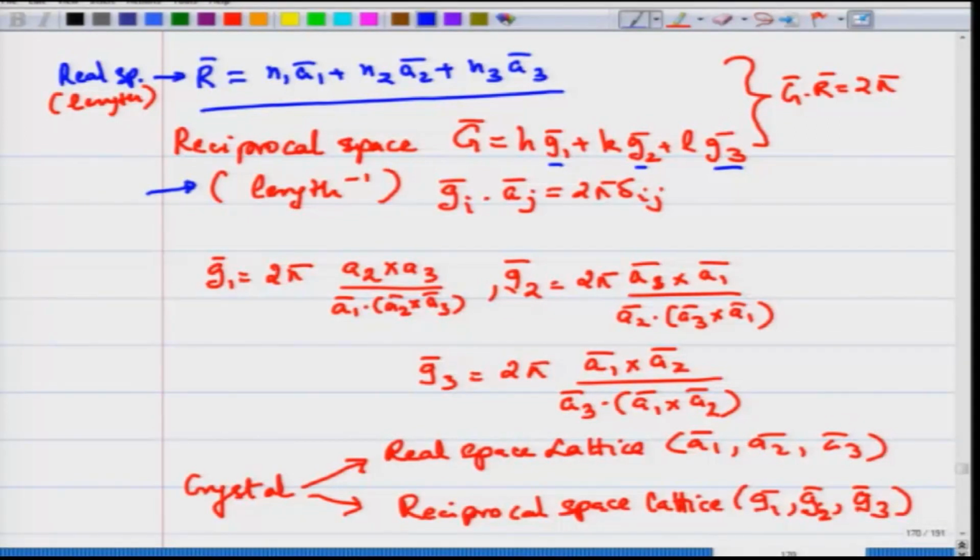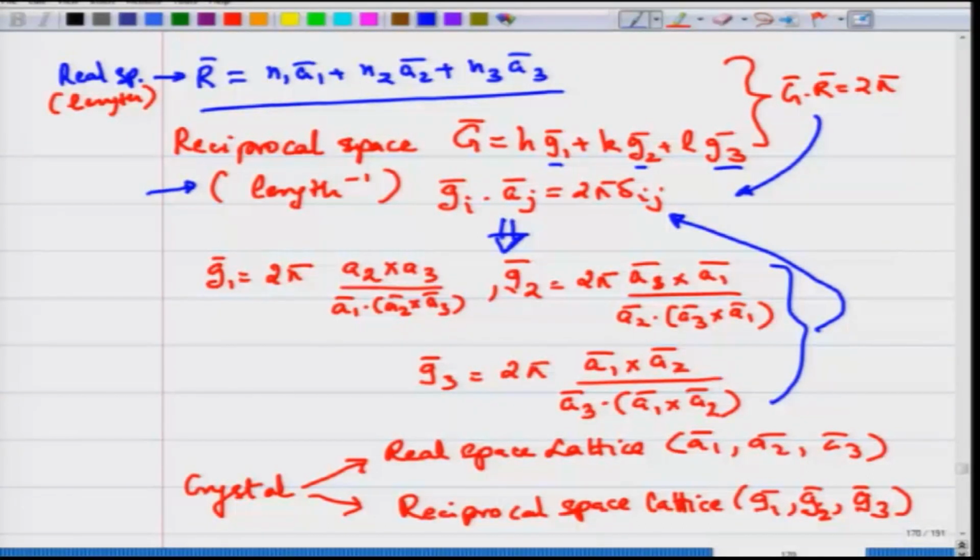One is in the real space, one is in the reciprocal space. And from here you can also link your fundamental translation vectors in the two spaces by gi dot aj is equal to 2 pi delta ij. And this gave us a way to calculate g1, g2, g3, and therefore draw the equivalent reciprocal lattice, where g1, g2, g3 are related to a1, a2, a3 by these forms, all of which satisfy this expression. So, each crystal has a real space lattice a1, a2, a3. You can also construct a reciprocal space lattice.